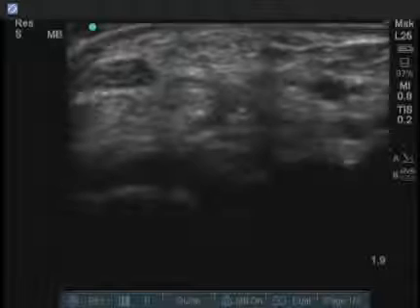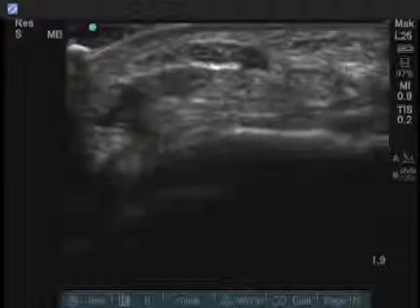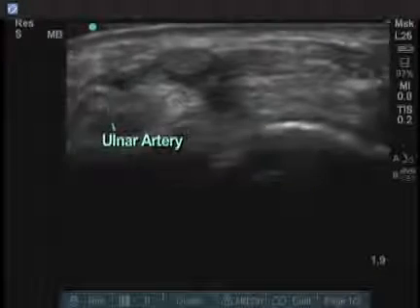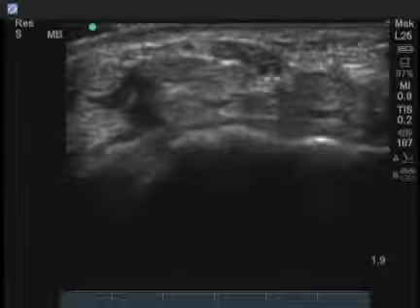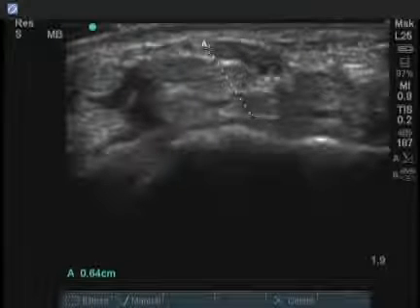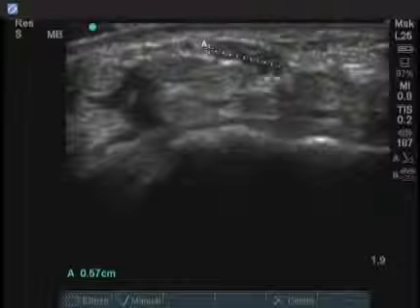And the median nerve then is seen right here in the middle. On the ulnar surface, going in this direction, is the ulnar artery. We can freeze the image and take a measurement of the median nerve if it's desired to see whether this is enlarged. There's a direct correlation between this measurement and the presence of carpal tunnel syndrome.